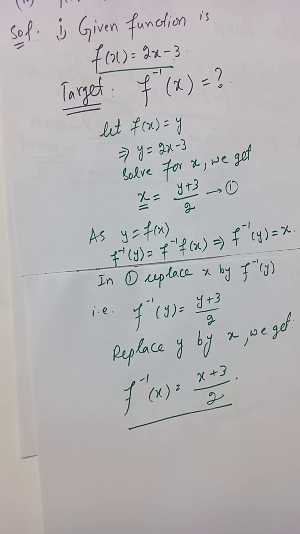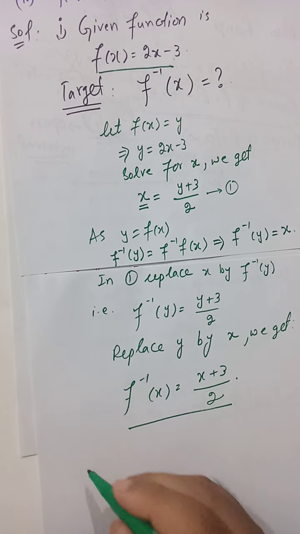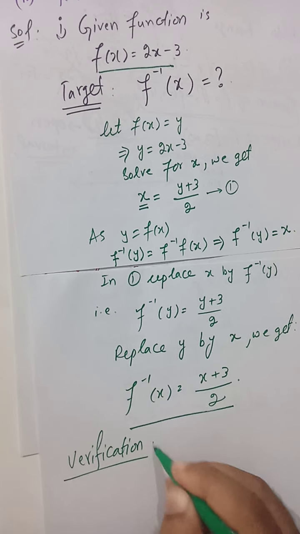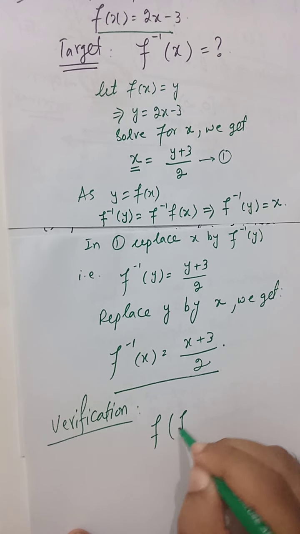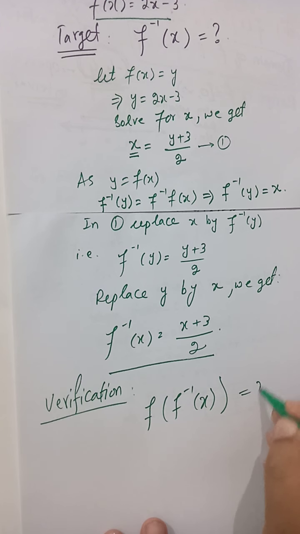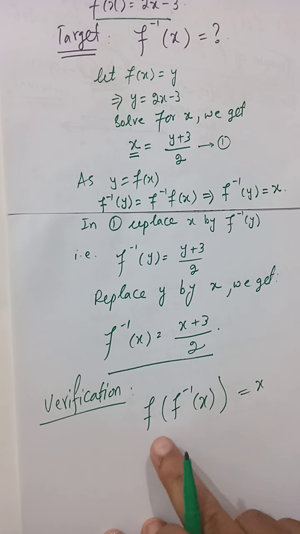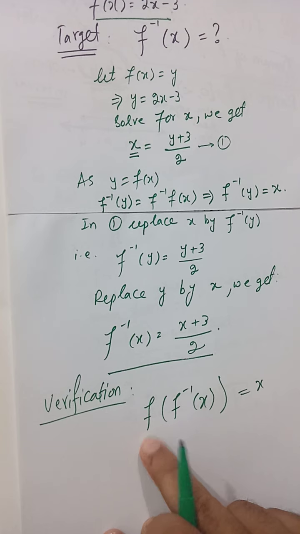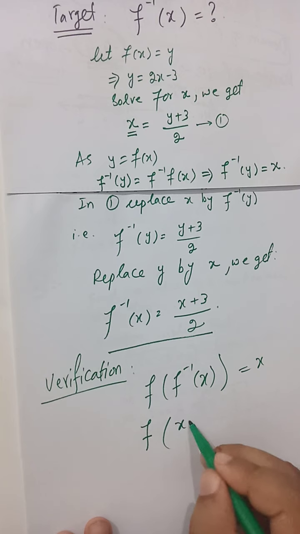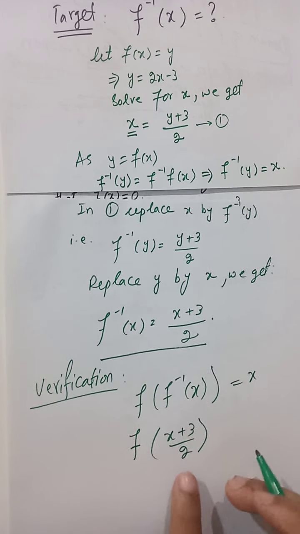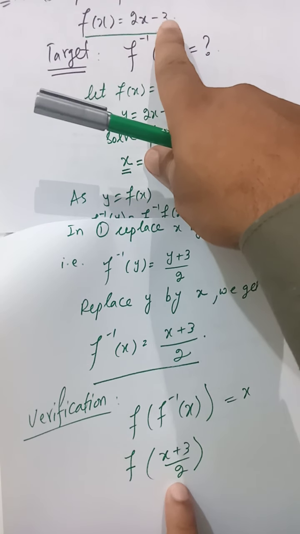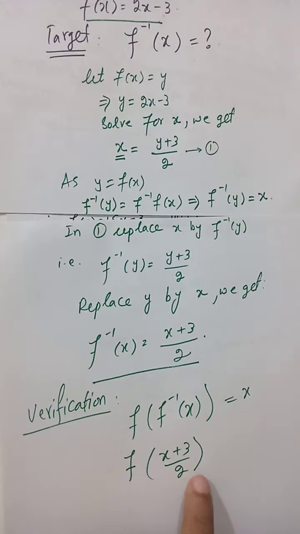Now if you want to check the verification, f inverse of x should be equal to x. If this is equal to x, then we can say that this function is the inverse of this. So you see, f inverse of x is x plus 3 divided by 2. Now use this definition. In the given function, 2 is multiplied with x and 3 is subtracted. So here is x plus 3 divided by 2.